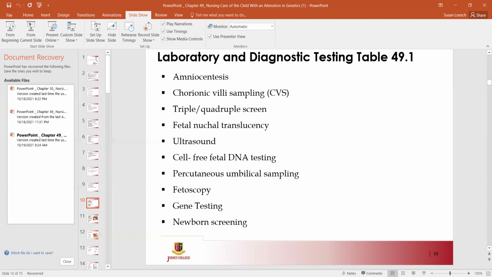Fetal nuchal translucency. This can be combined with something called pregnancy-associated plasma protein and beta-HCG. And we use ultrasound prenatal screening to help identify higher risks of Down syndrome, trisomy 18, trisomy 13, and Turner syndrome. Using the ultrasound, we can look at the amount of fluid behind the baby's neck, known as the nuchal fold, and increases in this fluid increase the risk for chromosome abnormalities.